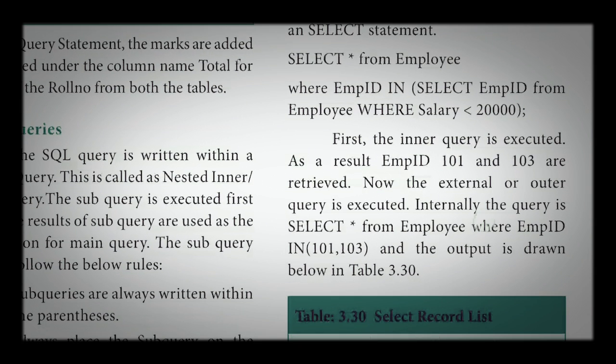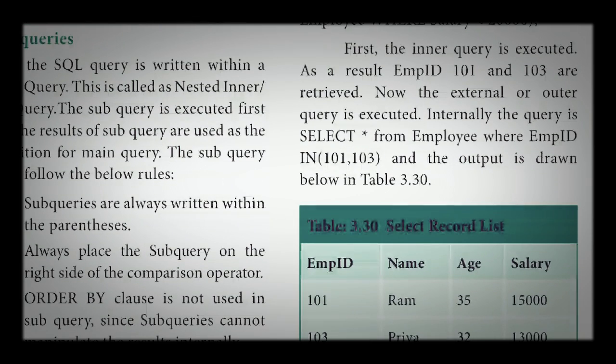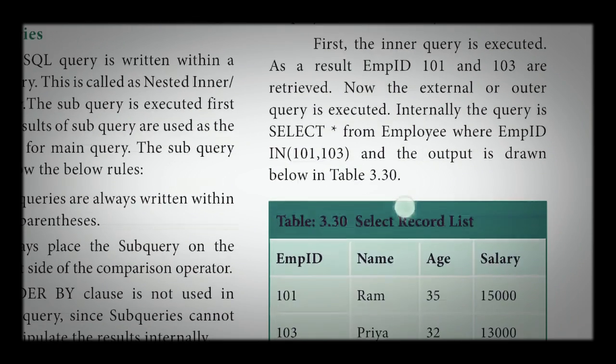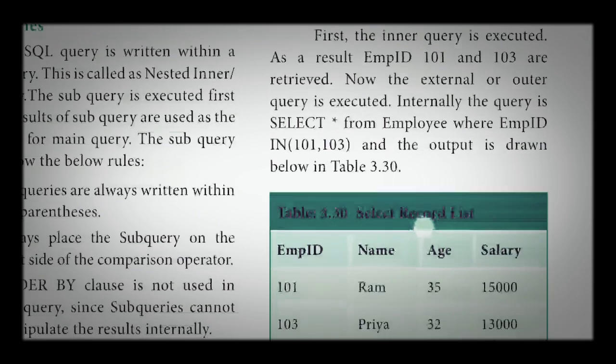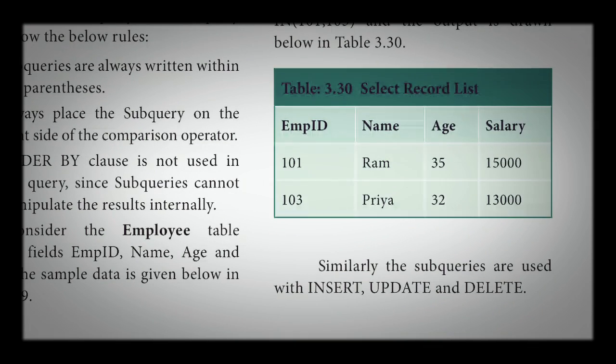First the inner query is executed. As a result, employee IDs 101 and 103 are retrieved. Now the outer query is executed. Internally the query is select from employee where employee ID in 101 and 103, and the output is drawn as below in table 3.30. Here you can see it displays the output in table 3.30.